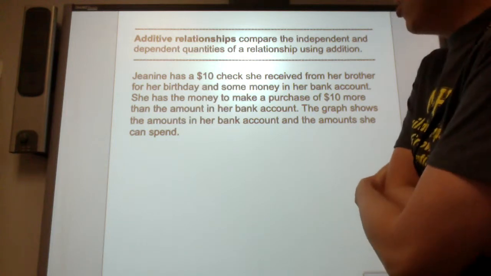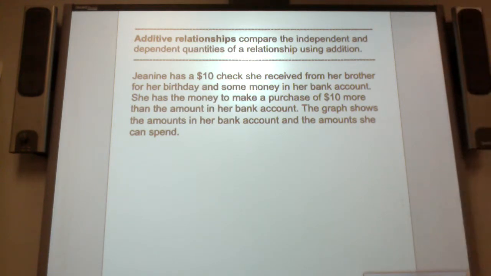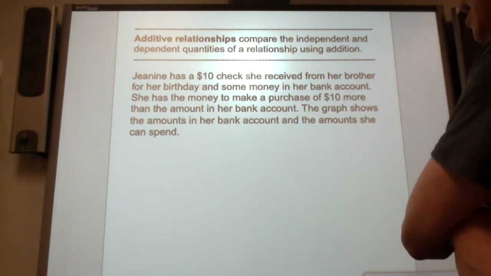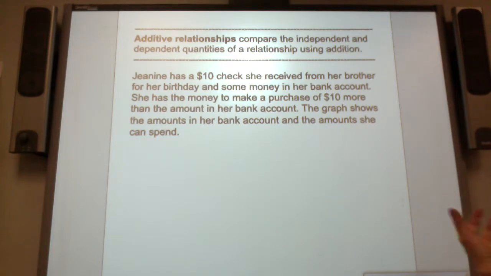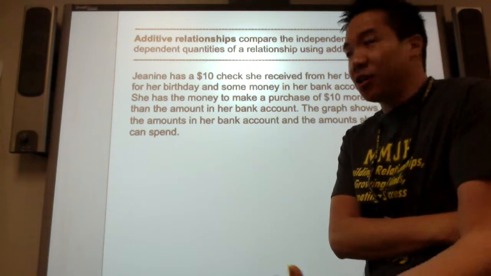So Janine has a $10 check she received from her brother for her birthday and some money in her bank account. So she has money in her bank account, and then she got an extra $10. Good for her.